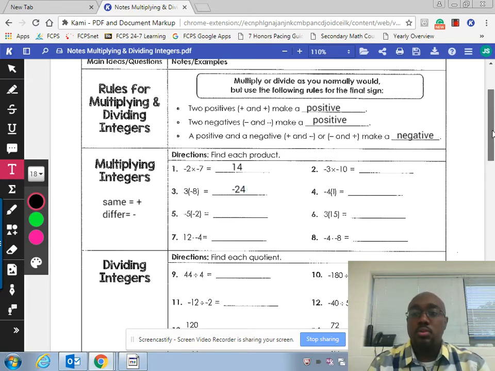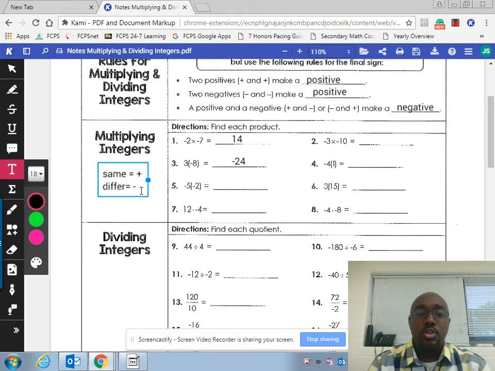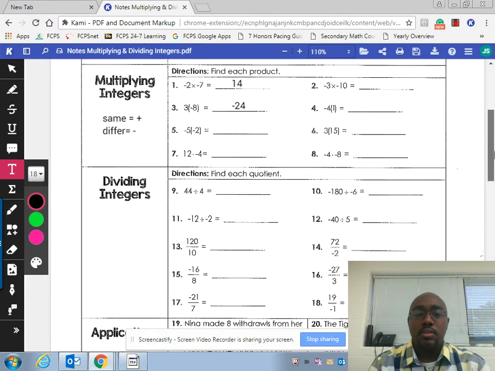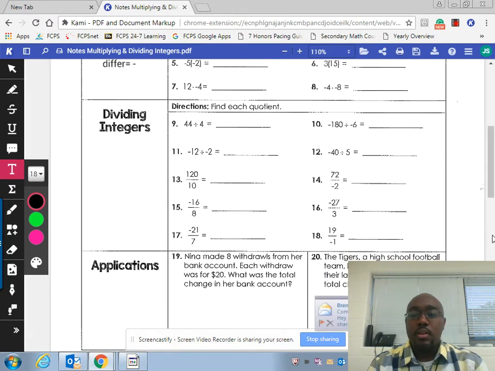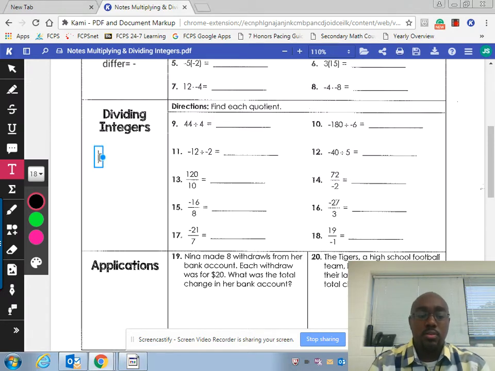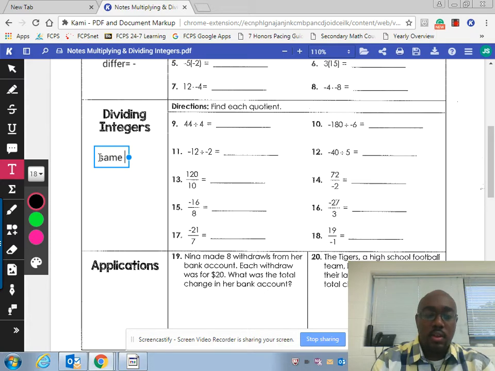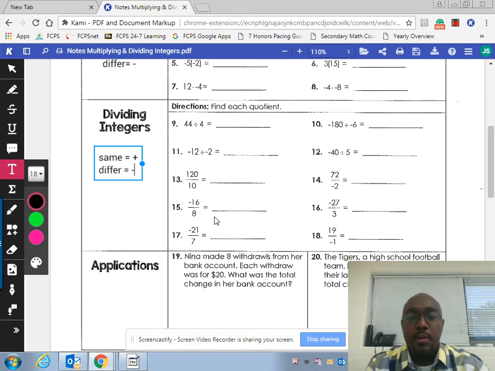What I want you to do is apply these rules to all the rest of these practice problems. We're going to discuss them in class tomorrow. Let's jump down to division. Like I said above, the rules are exactly the same for multiplication and division. So if we have the same sign and we're dividing, then the answer is going to be positive. If we have different signs and we are dividing, then the answer is going to be negative. Okay, so same rules apply.